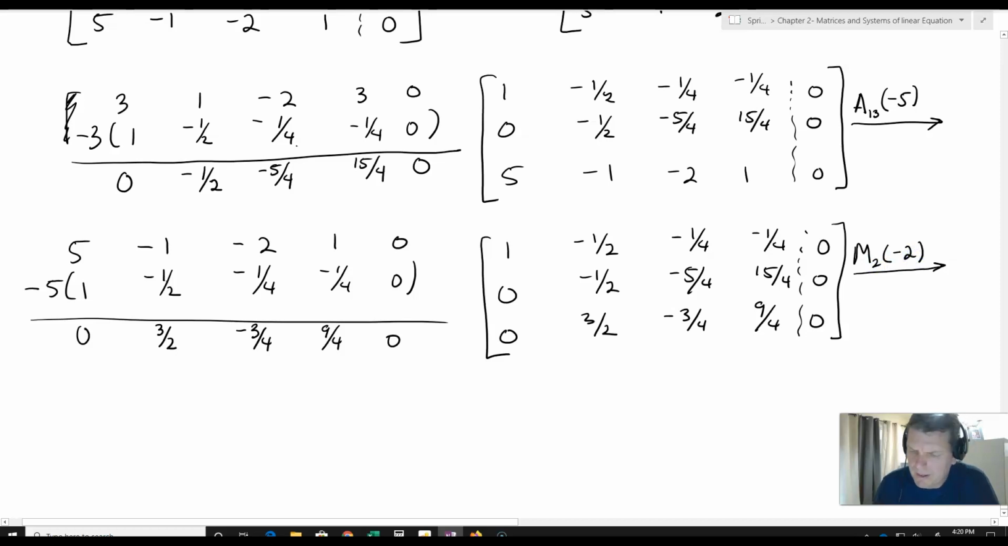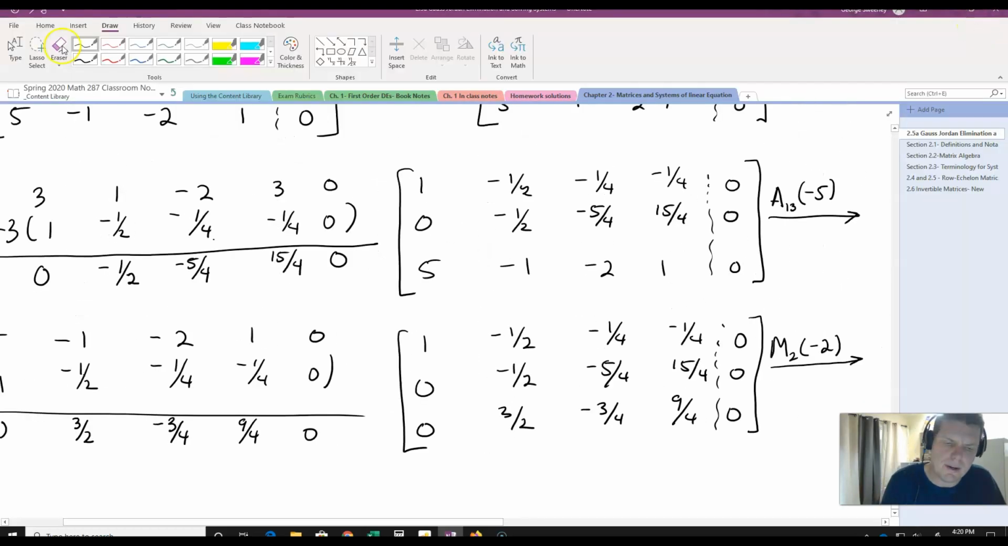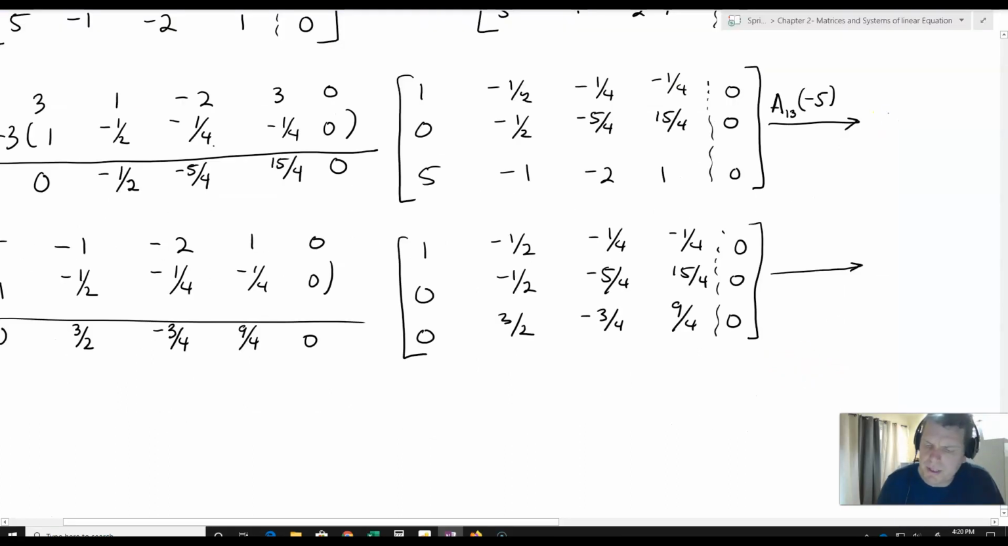Actually, before I do that, just notice something. We can definitely do that, that's an option. But notice that the second column of row 2 and the second column of row 1 are actually the same. So why not, before we do any multiplication, just subtract row 2 from row 1.